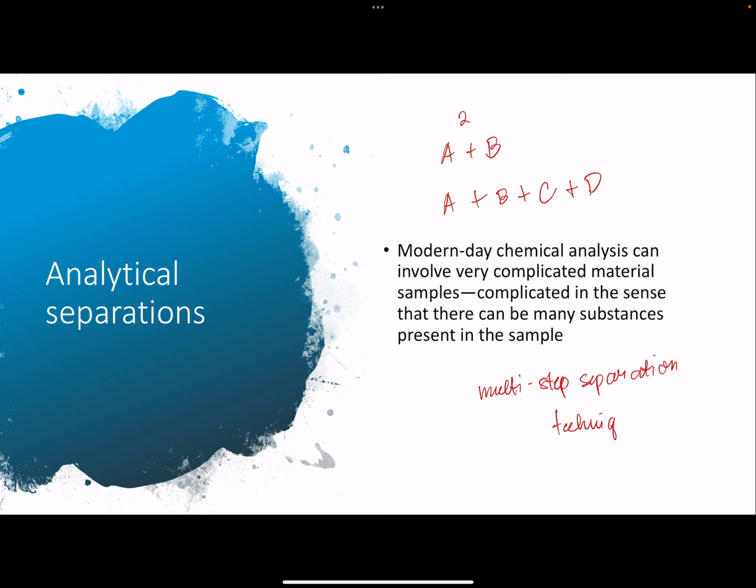Okay? Now, we already had an example of analytical separations earlier. What we do with urine can be considered an analytical separation because we perform centrifugation first and then we perform decantation. So, to make it simpler, analytical separations are separation techniques that involve multiple techniques, step by step, and eventually we can separate A from B, from C, from D.